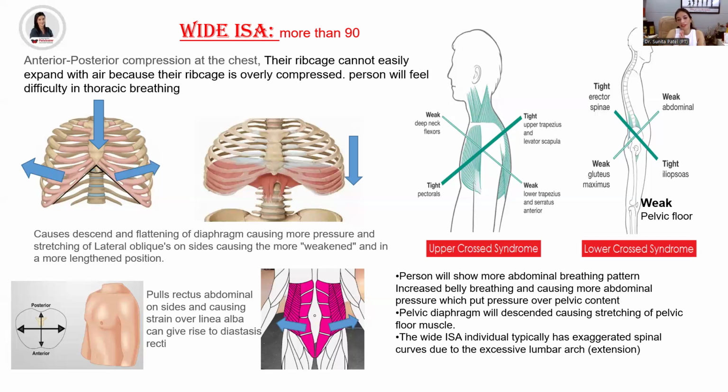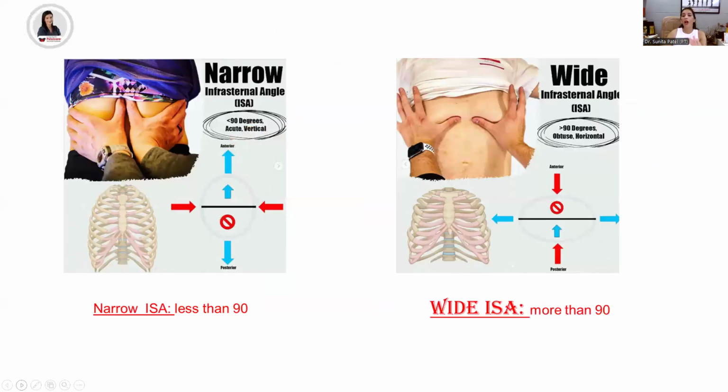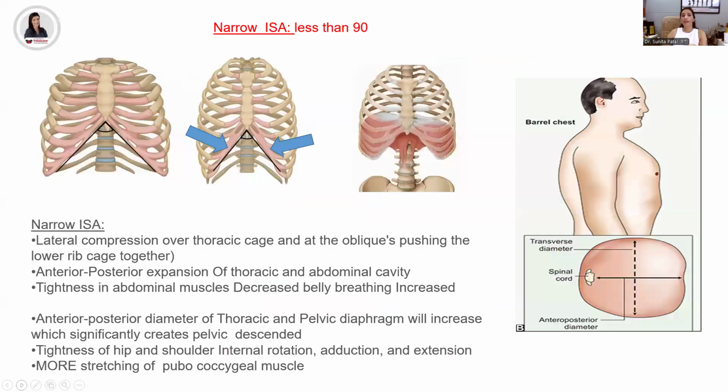And this is the effect on the whole core. Again, how it is going to affect the back, we will discuss in an upcoming session. But this is how we have to palpate, I'll tell you later on. If the infrasternal angle is narrow, less than 90 degrees, so lateral compression, so the angle is narrow. So what will happen with the dome? It will be ascending pressure.